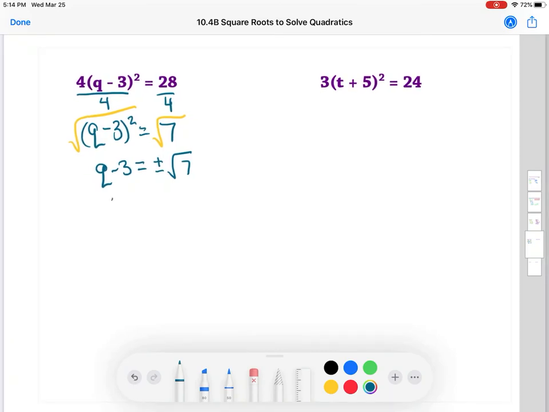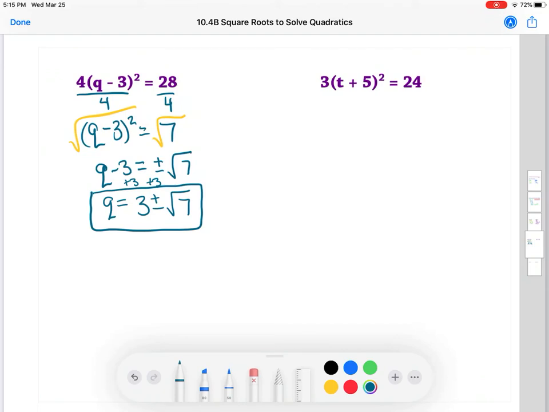Q minus 3 we must undo. So we'd have adding 3 on both sides. So I'd have 3 plus or minus the square root of 7. And again, I don't have a calculator next to me, so I'm going to leave it just like that. We do still have our 2 answers, just like we had most of the time yesterday. 3 plus root 7 and 3 minus root 7 are our 2 answers here.